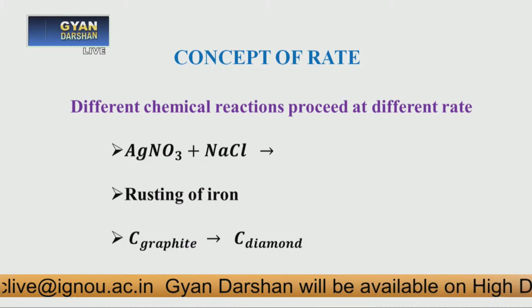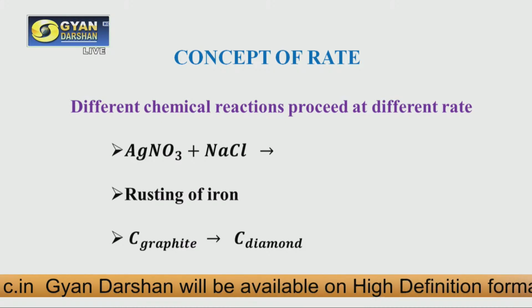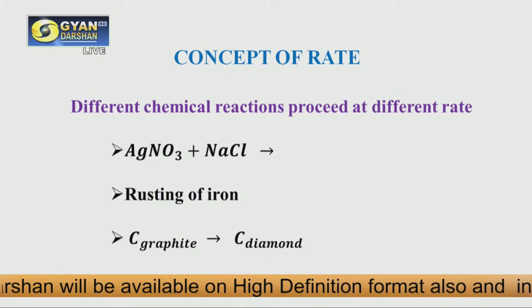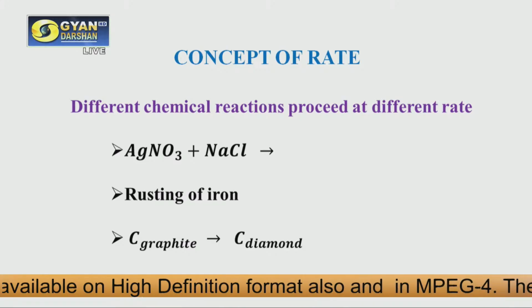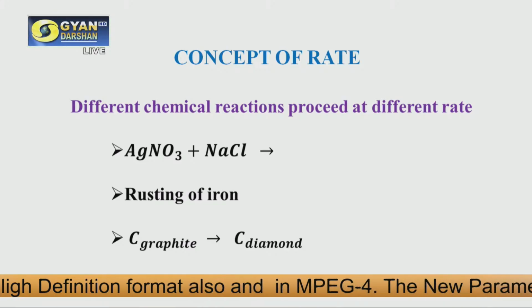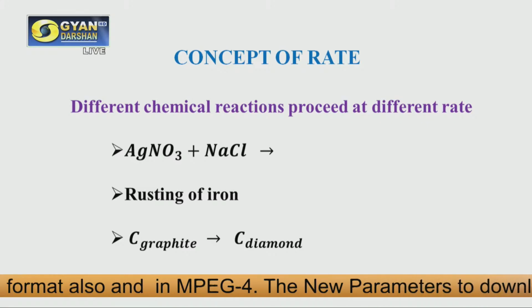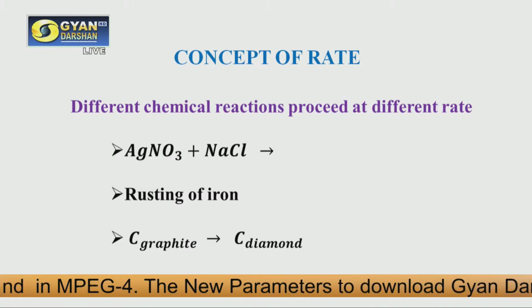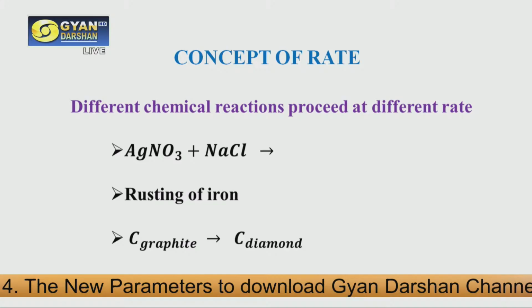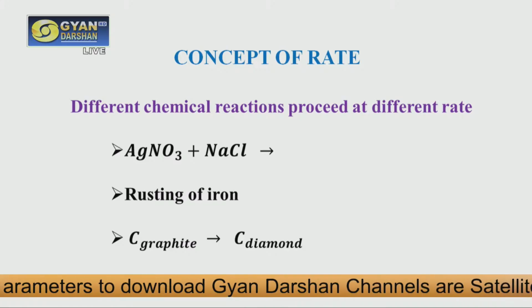Carbon graphite converting to carbon diamond takes millions of years. Carbon graphite will convert to diamond, but it takes millions of years. It is a very slow process. So this is just the concept of rate. Some chemical reactions are very slow, some are very fast, and some are in between.